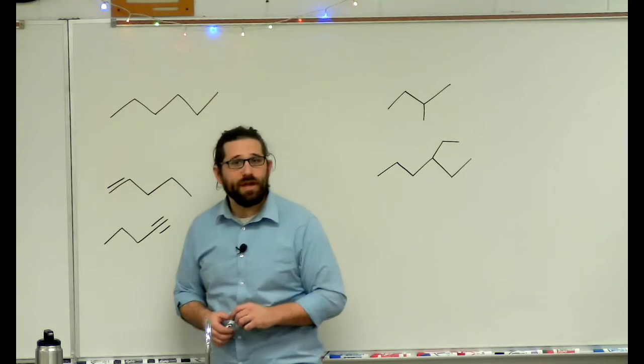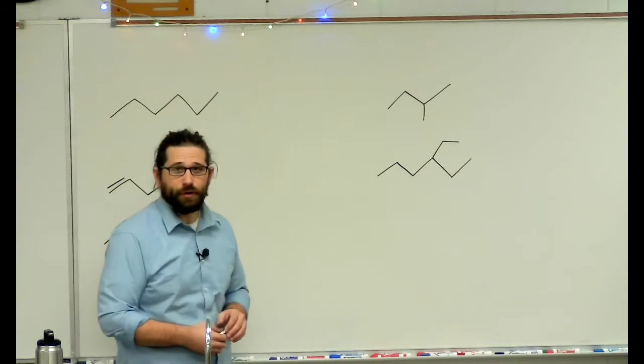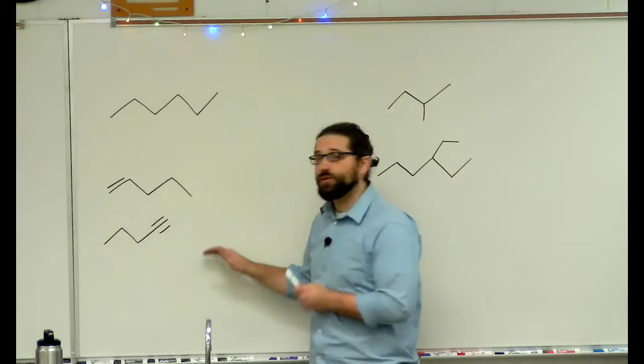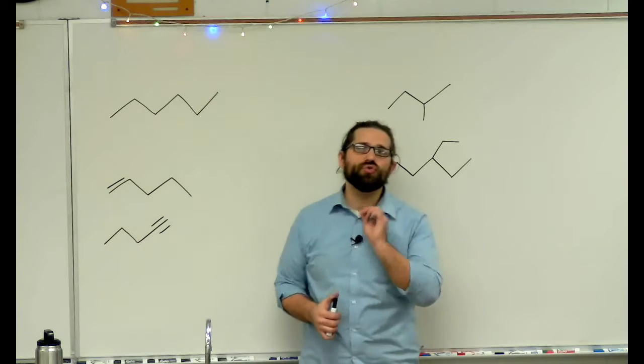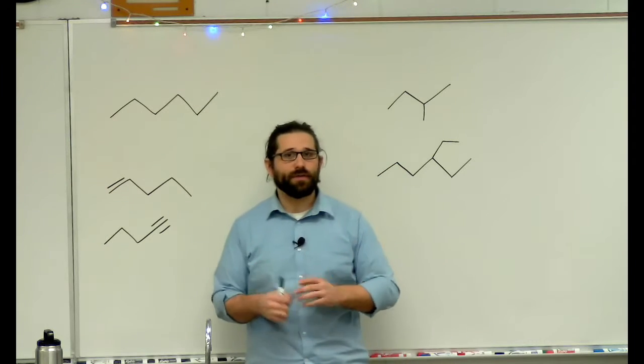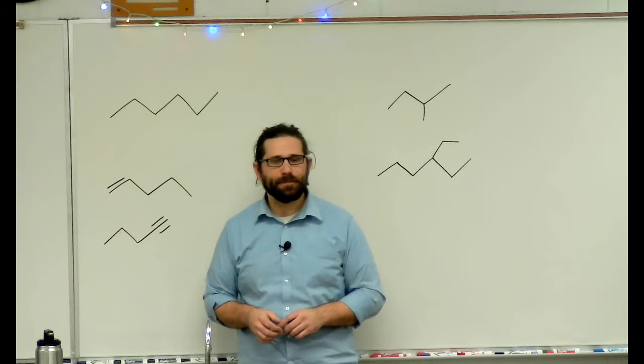In order to practice our naming, I've drawn 5 structures up here. 3 of them we should be able to name using the rules we've already defined. These 2 will need a new rule in order to account for their increased complexity.